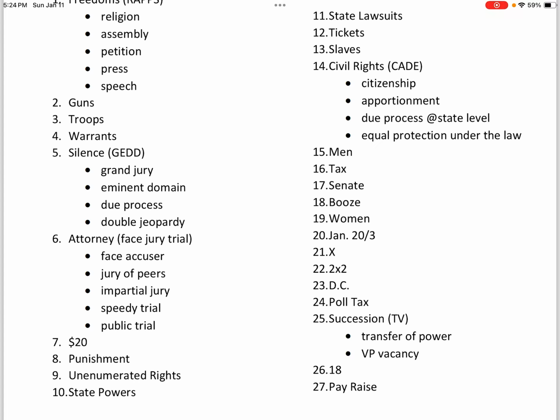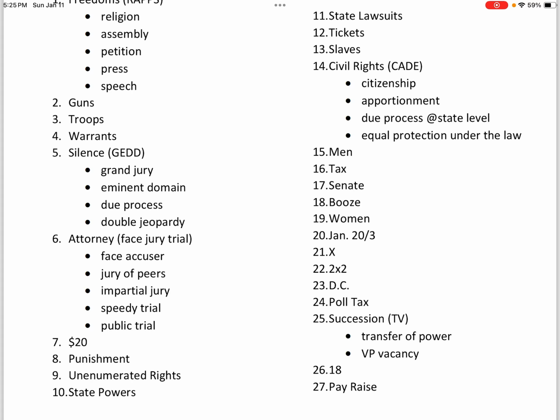Number 9 and 10 oftentimes kind of go together. Number 9 is unenumerated rights. What the Constitution says for number 9 is that there are more rights that the states have than what are listed. Unless they are explicitly listed, the power belongs to the state. The state has more power than the federal government, and those unenumerated rights, there are so many of them that they can't all be listed. That power then goes to the states.